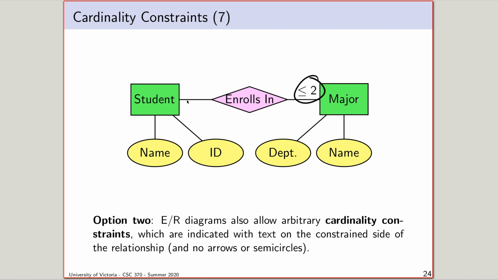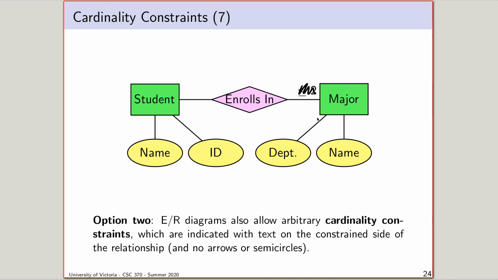We can write, so a student is enrolled in less than or equal to 2 majors. Okay, so they can be in 0, they can be in 1, they can be in 2. And actually, arguably, if you have the rounded arrow, you're basically writing in the constraint equals 1. And if you have the solid arrow, you're writing in the constraint less than or equal to 1. Although generally it's better to use the arrow if you have an arrow available.